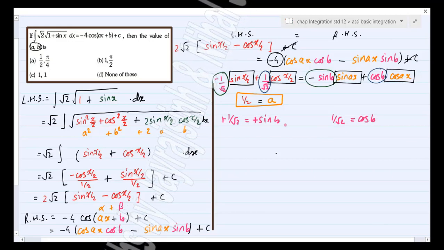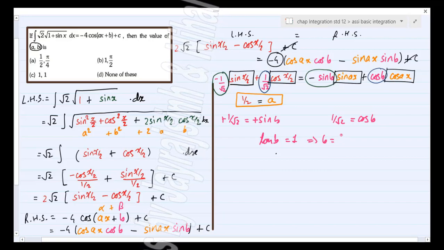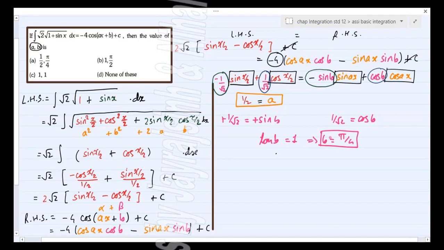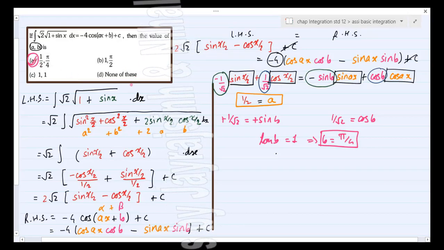So if we divide these two terms, we will get tan b is equal to 1, or we can say b must be pi by 4. So our a is 1 by 2 and b is pi by 4, which is given in option A, and it will be the final answer. Ta-da!